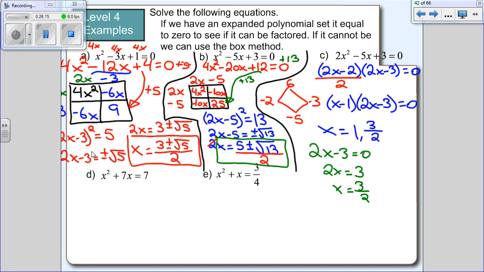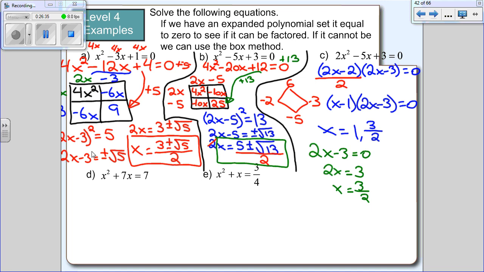See why we factor? That box method question was going to be very painful otherwise. All right, we'll do one more together. So we look at D.